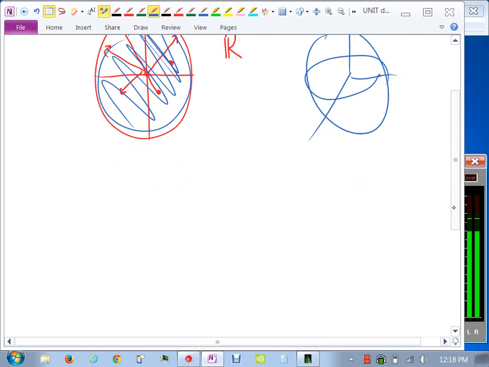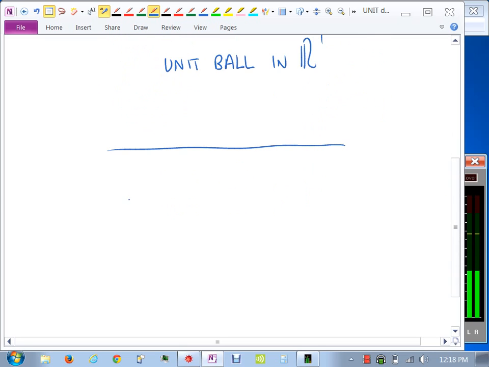What do you think the unit ball in R1 looks like? Here's the number line, R1. Here's 0. -1, 1, right? Everything in there, including the endpoints. So the unit ball in R1 is the interval between -1 and 1, including -1 and 1. The unit ball in R2 is a solid disk, radius 1. The unit ball in R3 is a solid ball, radius 1. The unit ball in R4, the unit ball in R5.